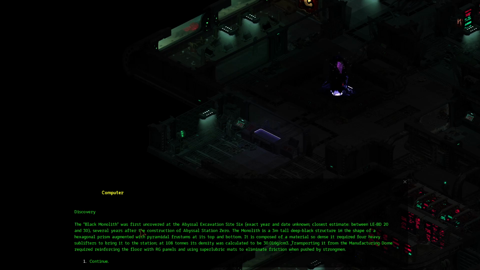The Black Monolith was first uncovered at the Abyssal Excavation Site 6, exact year and date unknown, closest estimate between LEBD 20 and 30, several years after the construction of Abyssal Station 0. The monolith is a 3-meter tall, deep black structure in the shape of a hexagonal prism augmented with pyramidal frustums at its top and bottom. It's composed of a material so dense it required 4 heavy sublifters to bring it to the station. At 108 tons, its density was calculated to be 30.016 grams per centimeter cubed. Transporting it from the manufacturing dome required reinforcing the floor with RG panels and using super lubric mats to eliminate friction when pushed by strongmen.